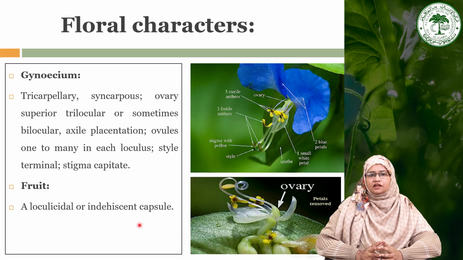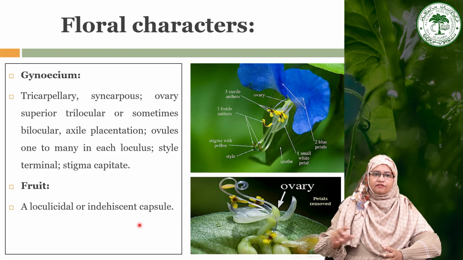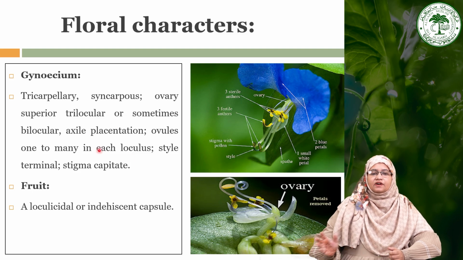Now, moving toward the gynoecium of this particular family, which is made up of a tricarpellary syncarpous ovary in superior position, and they are trilocular or sometimes may become bilocular. They show axile placentation and ovules are 1 to many in each locule. Style is terminal and stigma is capitate. You can see this is the style and here is the stigma.